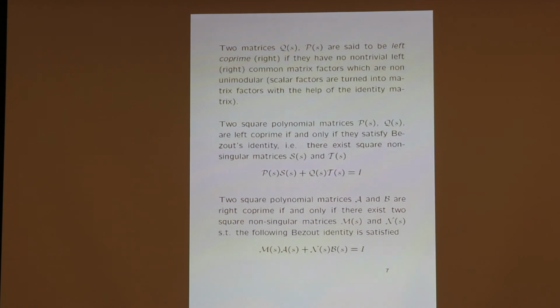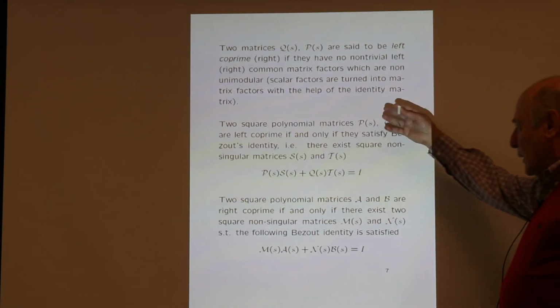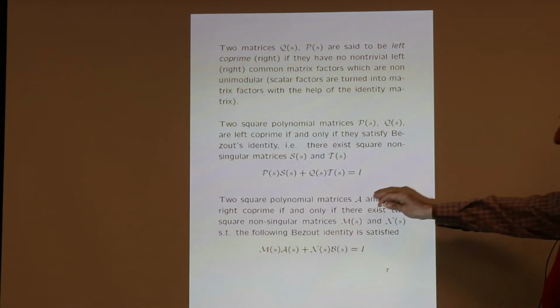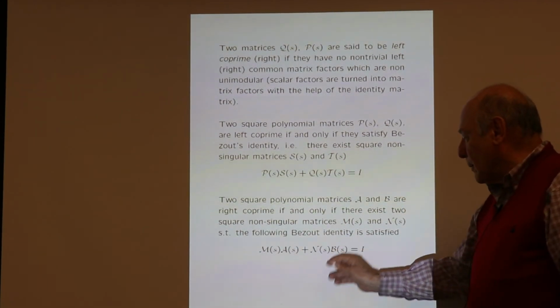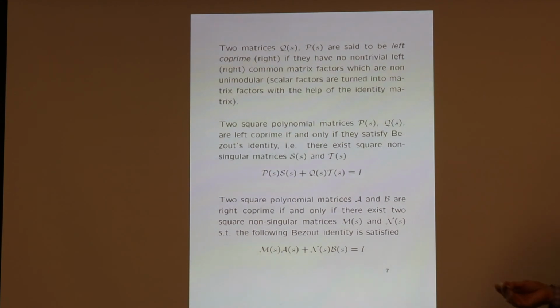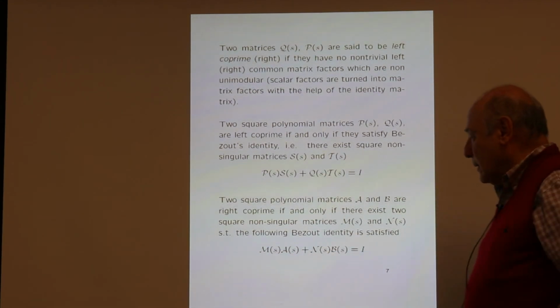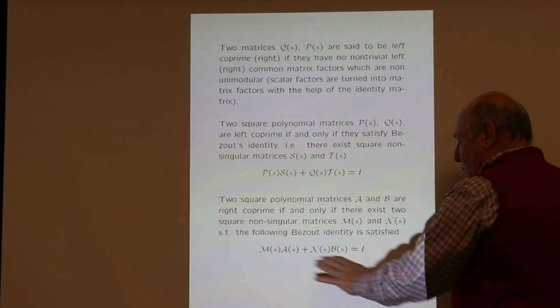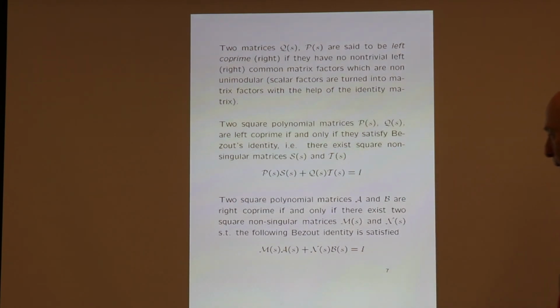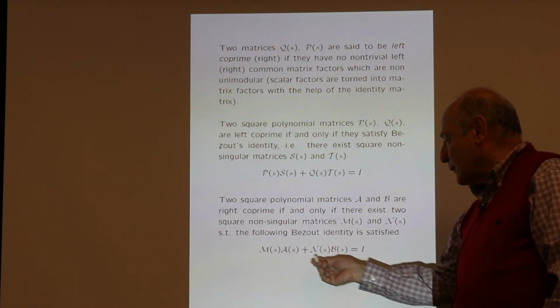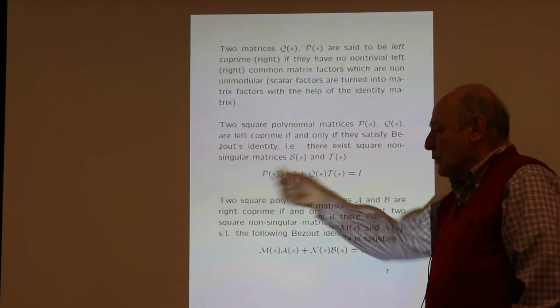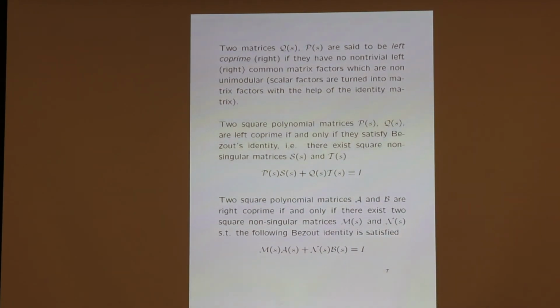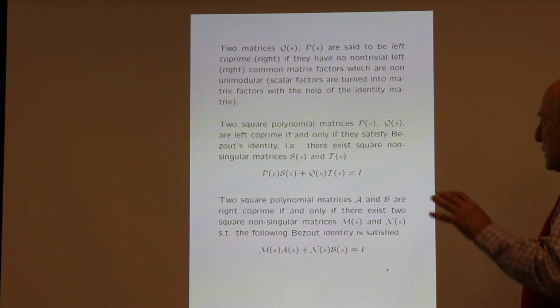The same thing that we say for the left coprime, we can say for the right coprime. A and B are two polynomial matrices. They will be said to be right coprime if you can find matrices M and N such that when multiplied on the left of the matrices A and B, the sum of those products becomes the identity. And that's the Bezout identity being satisfied by factors on the left for the right coprimeness, or on the right for the left coprimeness. So it's very similar to the single input, single output case.